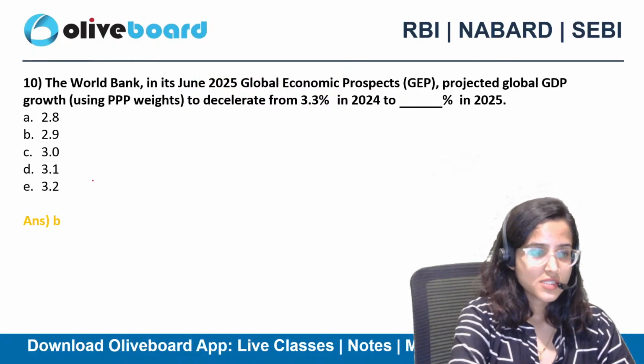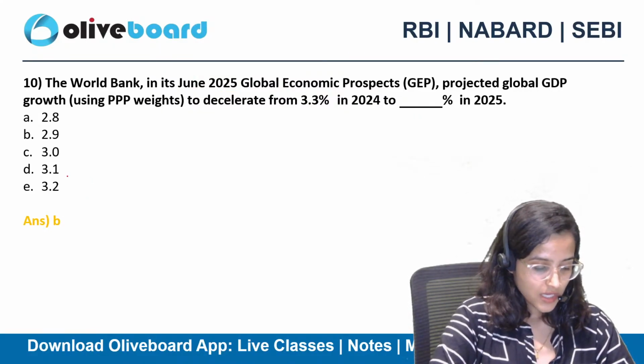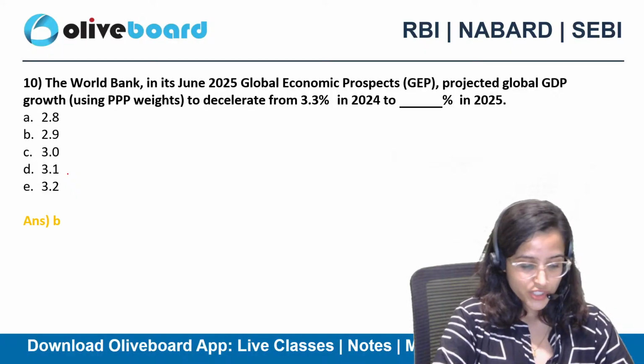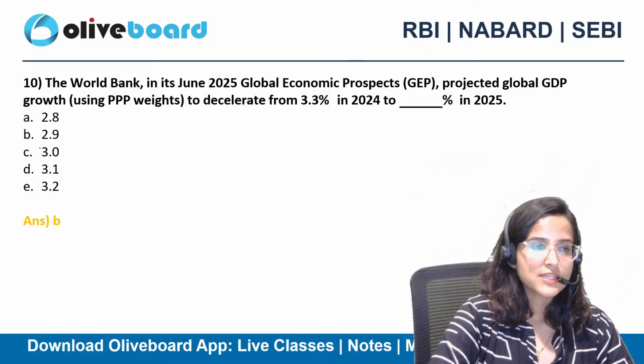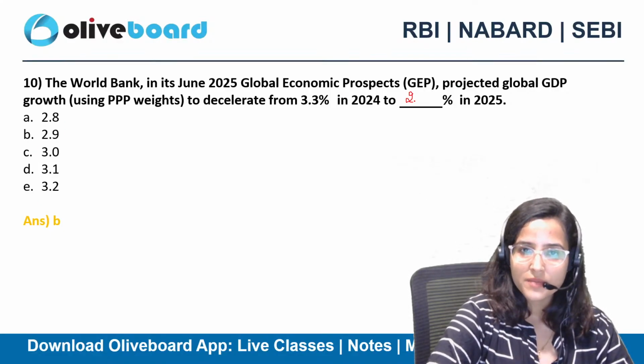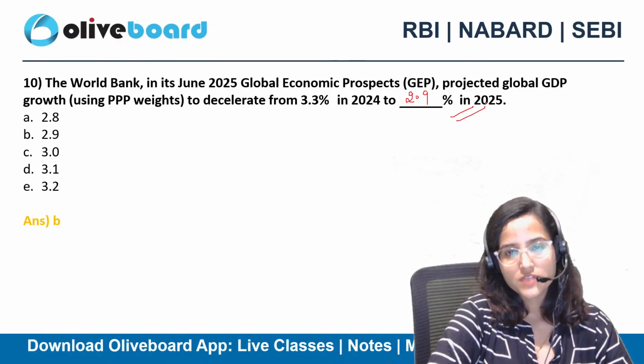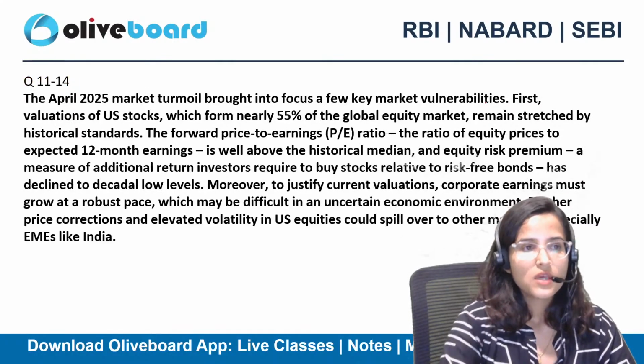So the correct answer is B. ठीक है, Abhigyan has given me the correct answer. Not D, John, not A, Anurag. ठीक है, the correct answer is B, 2.9% in 2025. ठीक है, okay.